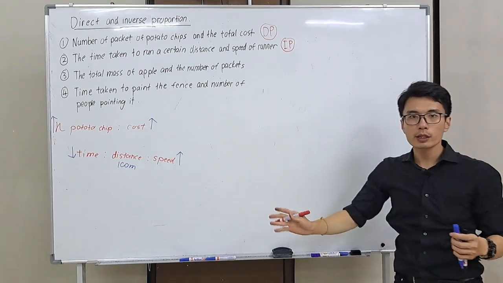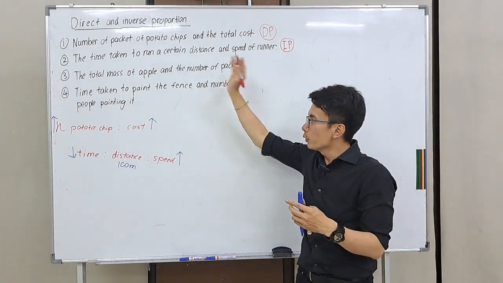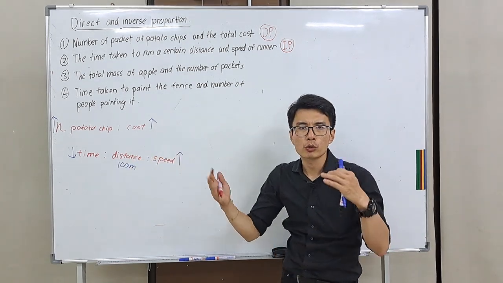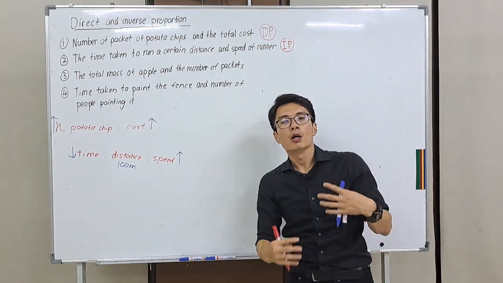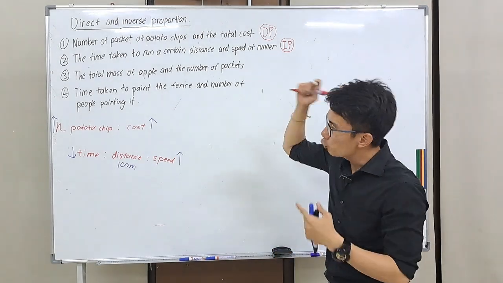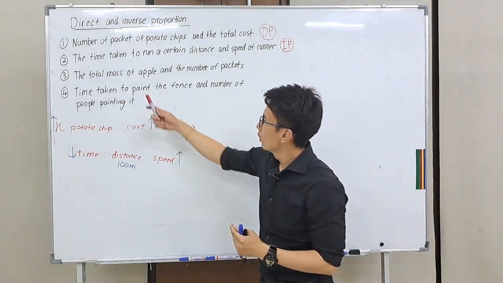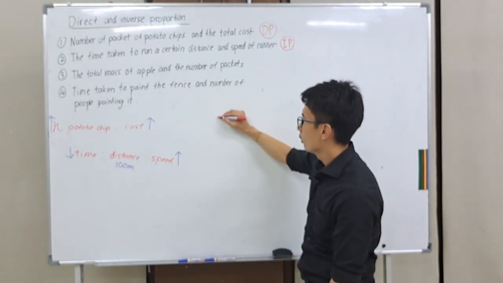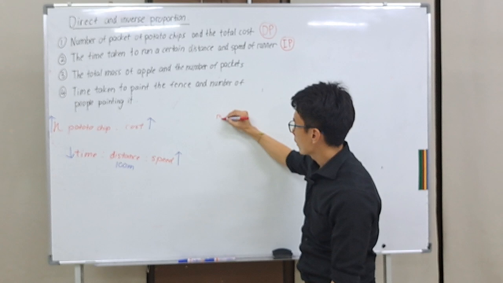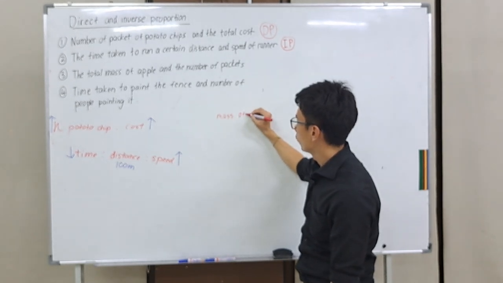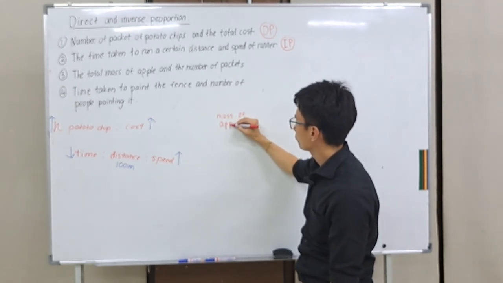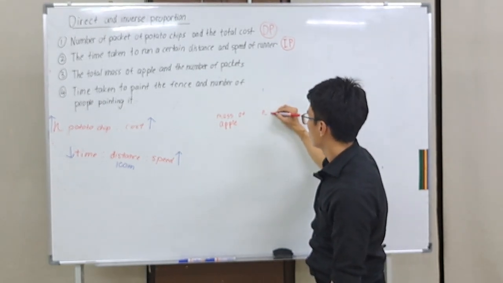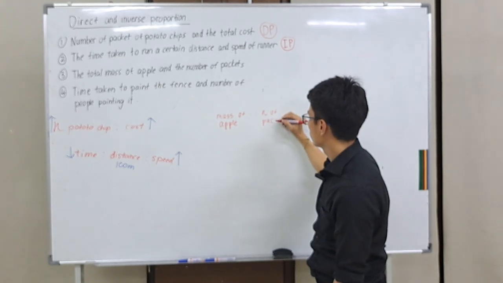All right, so can you see over here? You just have to read properly, and you can form a mini table like this and try to figure it out based on logical reasoning. So I have 2 more over here, so let's see. The total mass of apples, so I have mass of apples. What else? And I have number of packets.